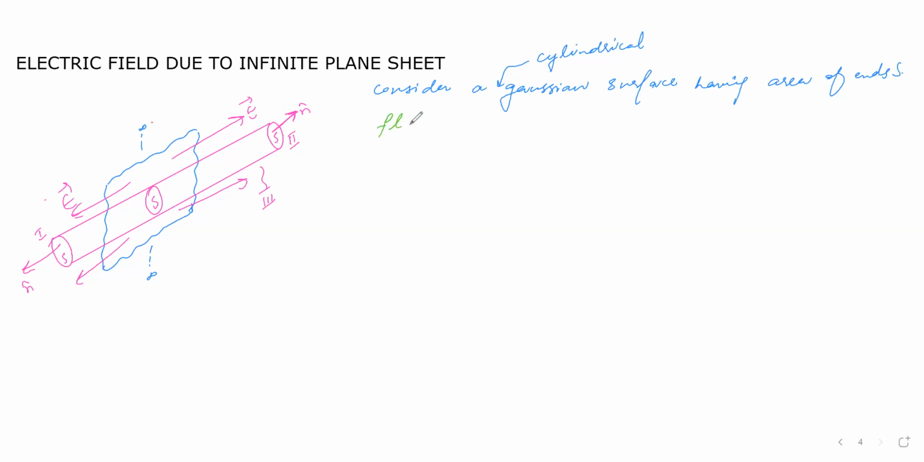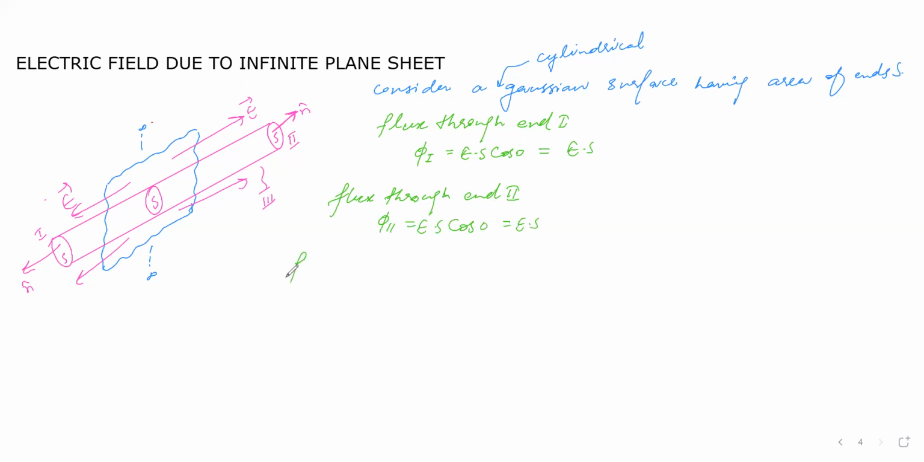Flux through end 1, which is phi 1, is E dot S, which is ES cos 0. You can take cos 0 as 1, and finally we get ES. Similarly, flux through end 2, this is phi 2, is ES cos 0 again. You get ES. Again, flux through the curved surface.